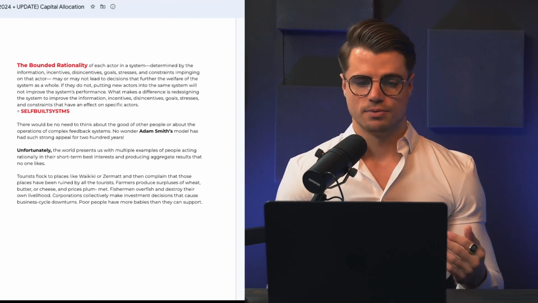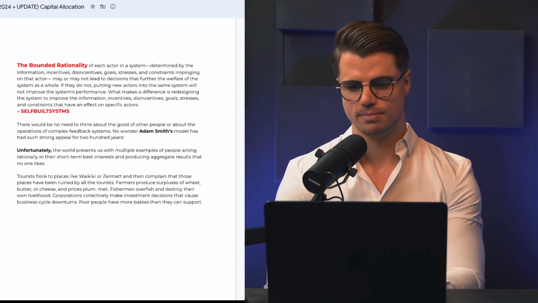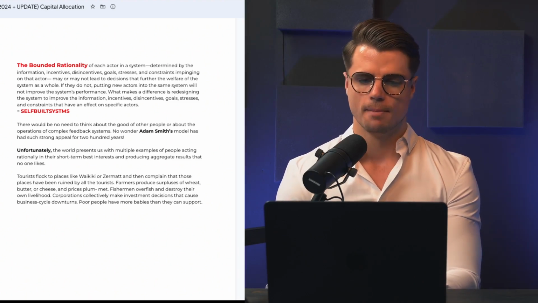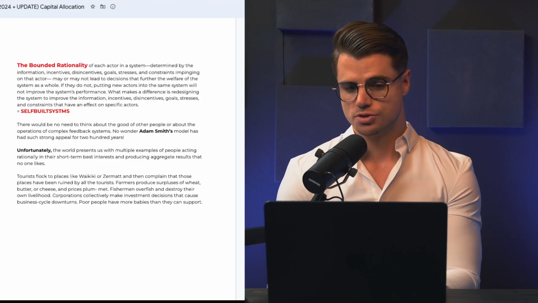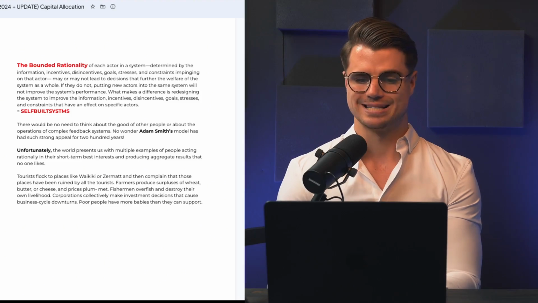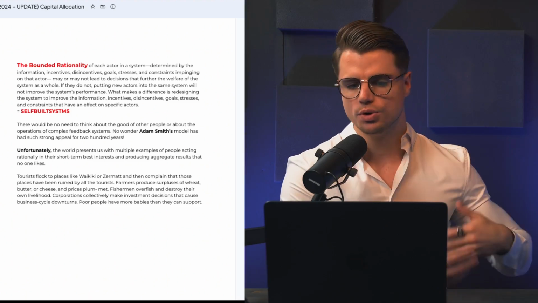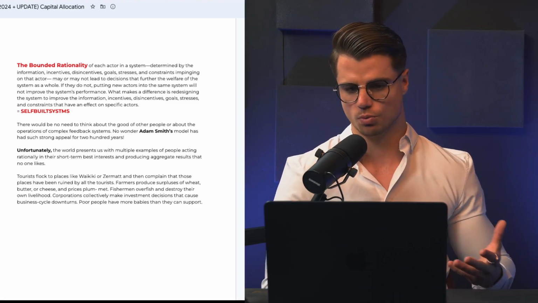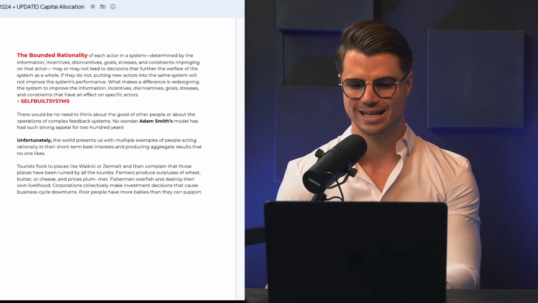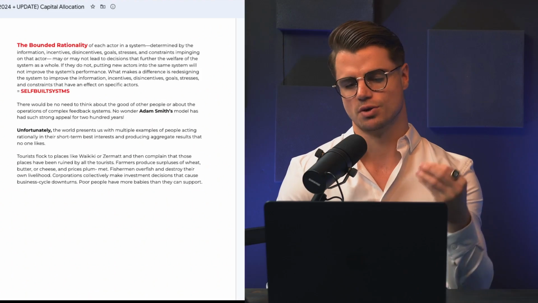So we've now reached what I call the phase of bounded rationality. What this means is that each actor in a system is determined by the information, incentives and disincentives, goals, stressors and constraints impinging on the actor. This may or may not lead to decisions that further the welfare of the system as a whole. If they don't have new input in the actions in the same system, you won't improve the system performance. So what you want to do is redesign the system to improve the information, incentives, disincentives, goals, stressors, and constraints, and their effects on the specific actors.